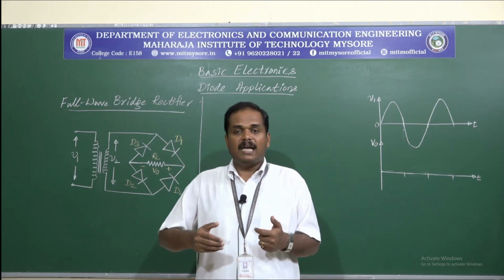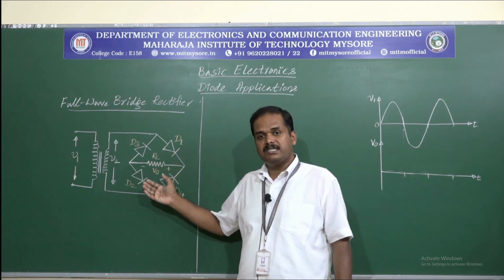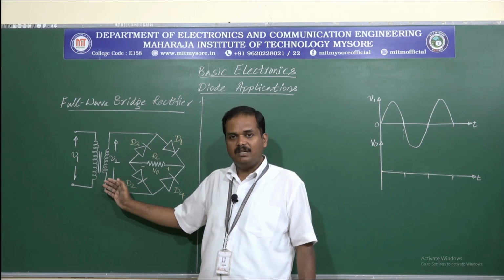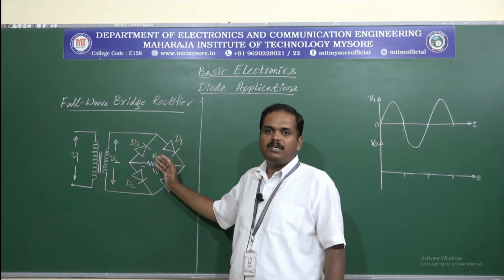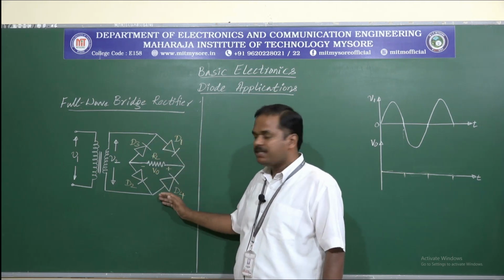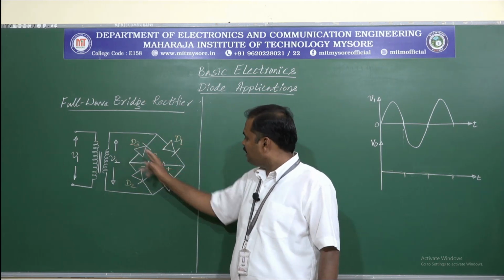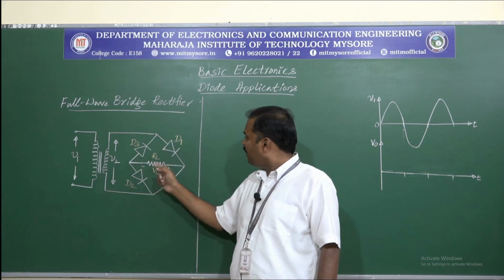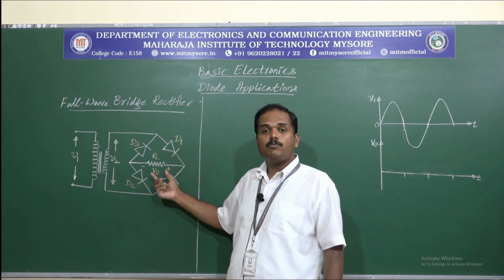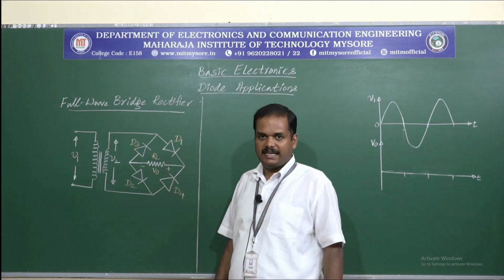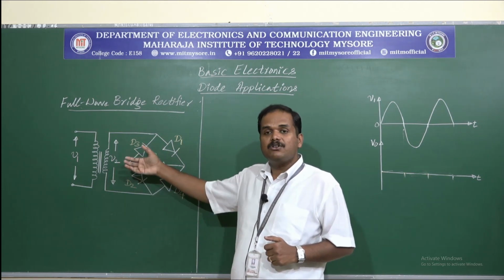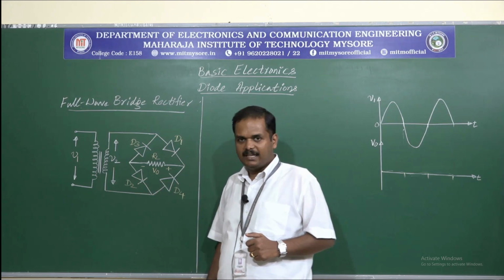So we have the other circuit, that is the full wave bridge rectifier. Here you can see we have the regular step down transformer with another arrangement of the diodes. We have 4 diodes connected as a bridge here, D1, D2, D3 and D4. In between we have the load resistance RL connected, across which the output voltage V0 is generated. Let us understand the operation of this for positive half cycle and negative half cycle.